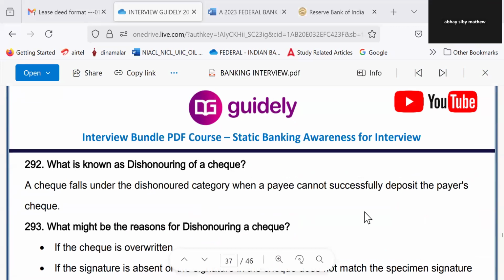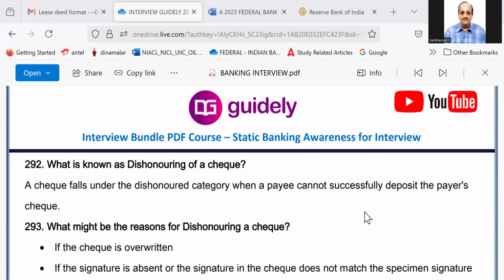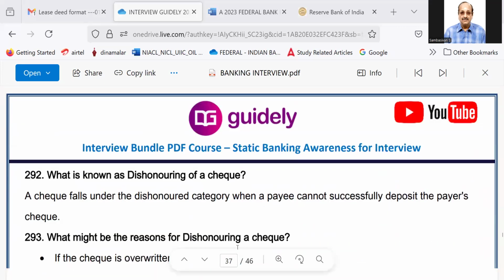What is known as dishonoring of a check? A check falls under the dishonored category when a payee cannot successfully deposit the payer's check. No. It is wrongly worded. Dishonoring of check means a check issued by a customer returned unpaid. Returned unpaid is known as dishonoring of check. Continue.